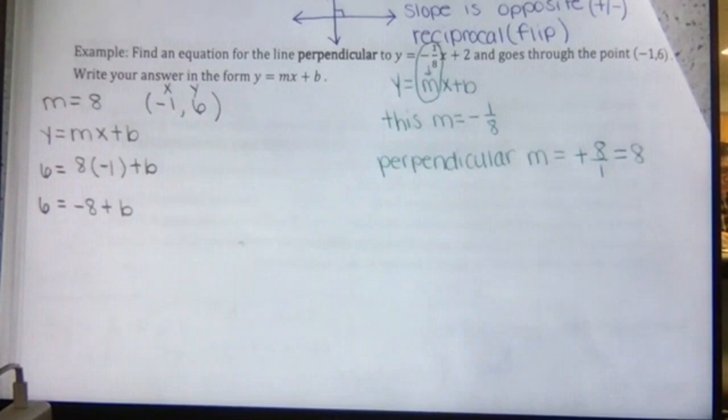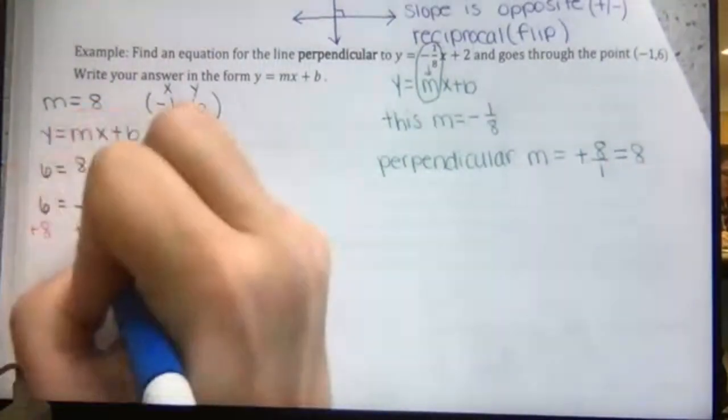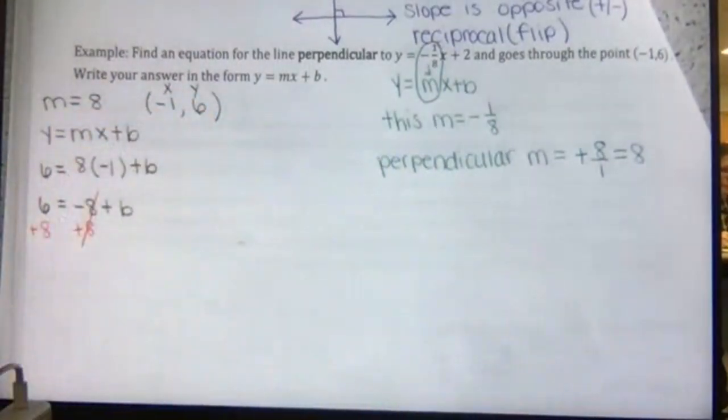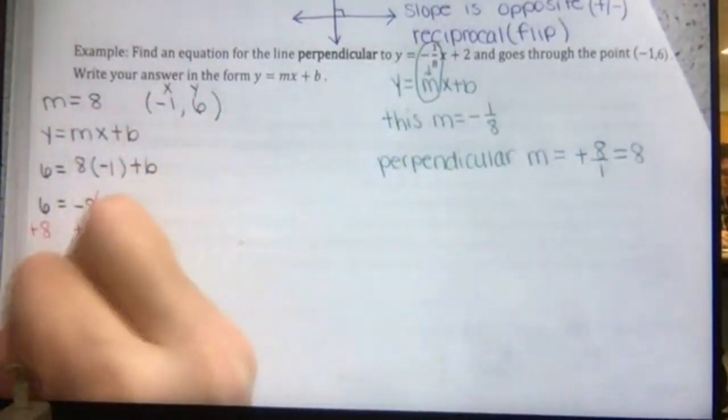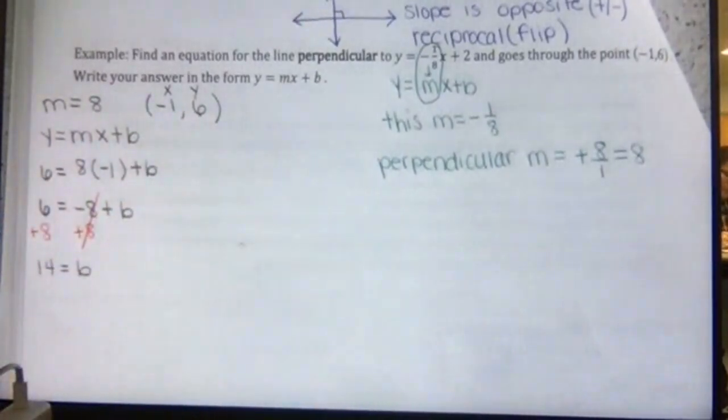So just like the previous problem, how would I get b by itself here? Add 8, good. It's -8, so to do the opposite, we're going to add 8 to both sides. That way -8 plus 8 cancels out. We're left over with 6 plus 8, which is 14, equals b.